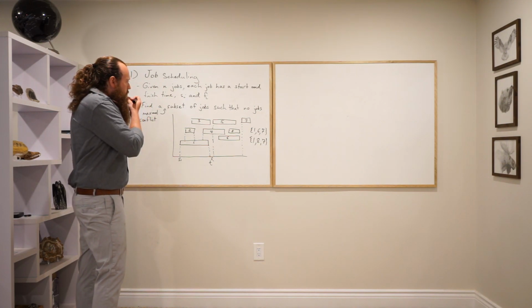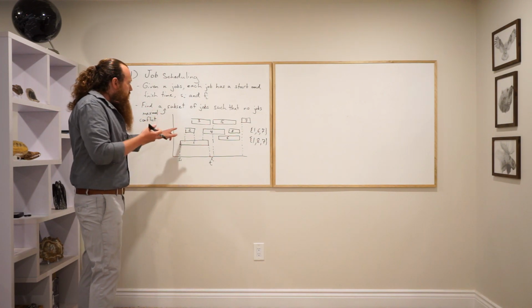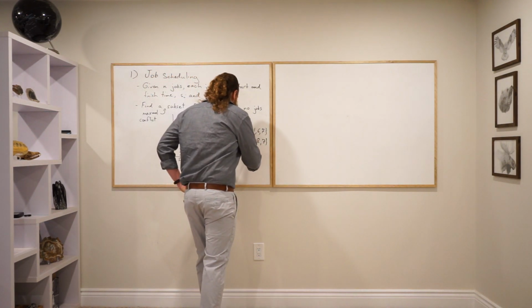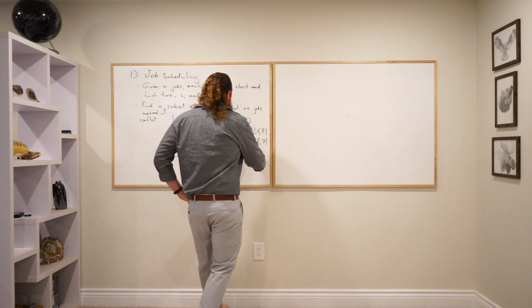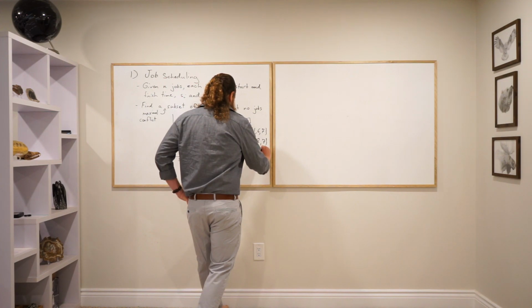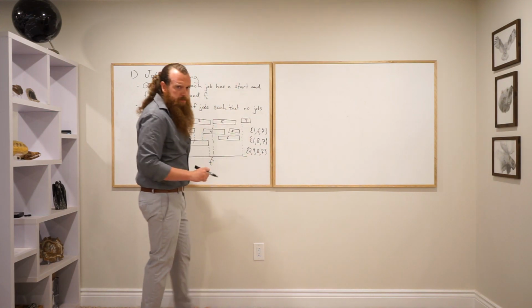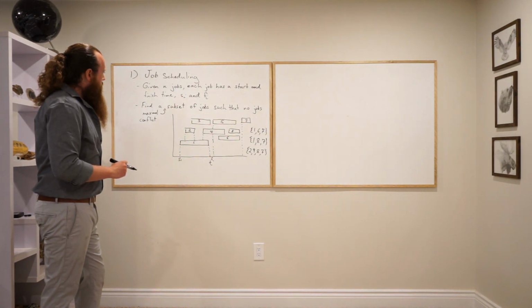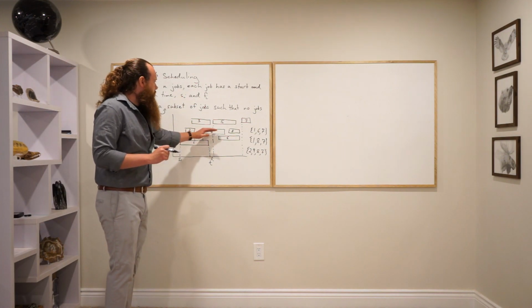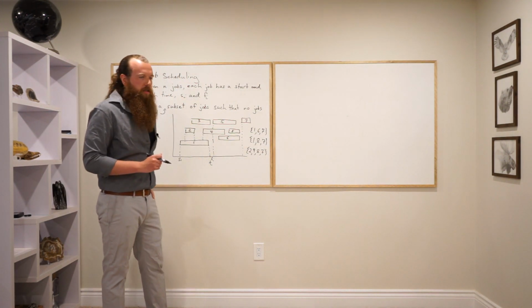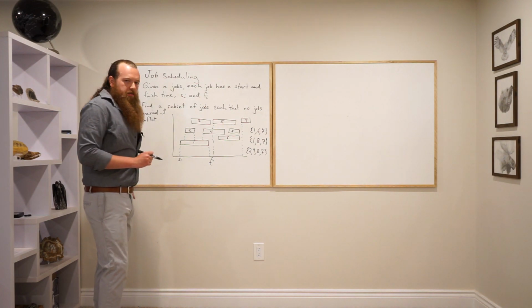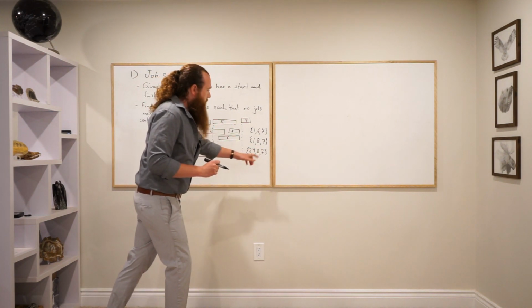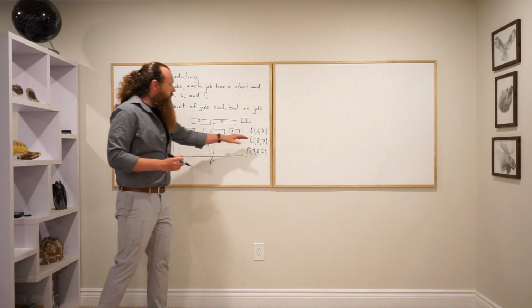Well, hold on. What about this solution? What about 2, 4, 8, and 7? Do any of those jobs conflict with each other? No, I don't think they do, actually. Look at that. 2 doesn't conflict with 4, doesn't conflict with 8, doesn't conflict with 7. And what do we have? Well, there's 4 jobs here, therefore we call it a better solution than these, because what are we after?